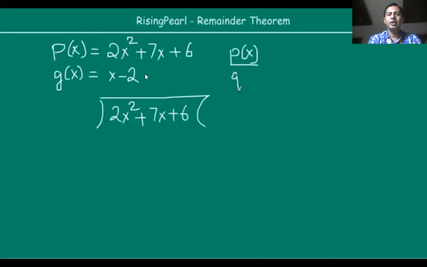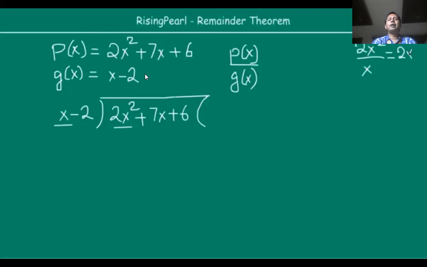So we are dividing px by gx. gx is x minus 2. We'll write the value of gx here, x minus 2. Alright, so we are trying to divide 2x square plus 7x plus 6 by x minus 2. To find the first term of the quotient, we will divide the first term of dividend by the first term of divisor, that is 2x square by x. When we divide 2x square by x, x and x will get cancelled and we will get the first term of quotient as 2x.